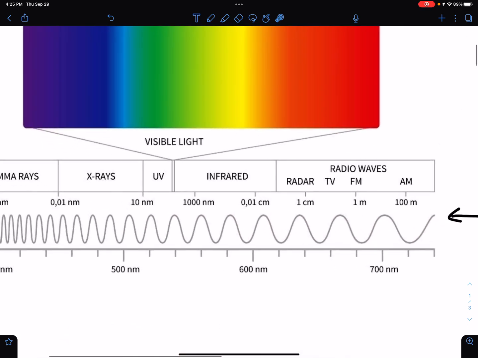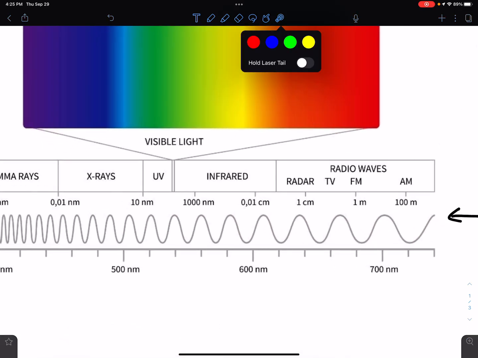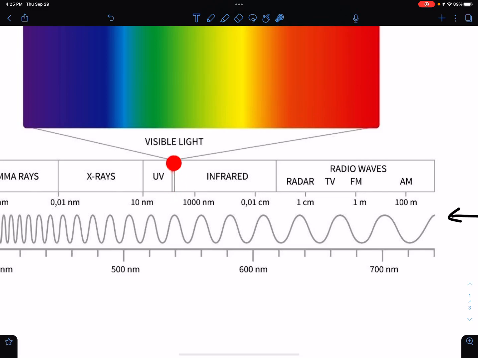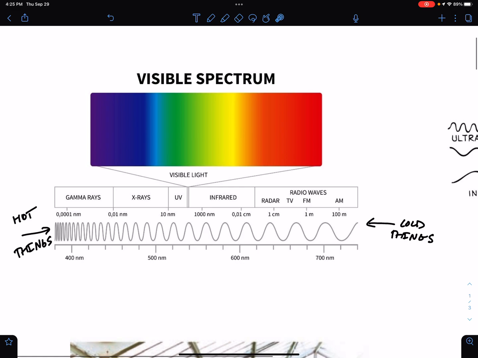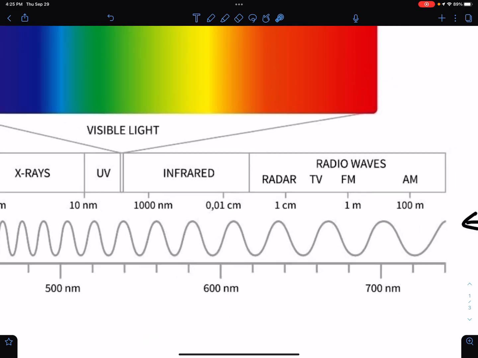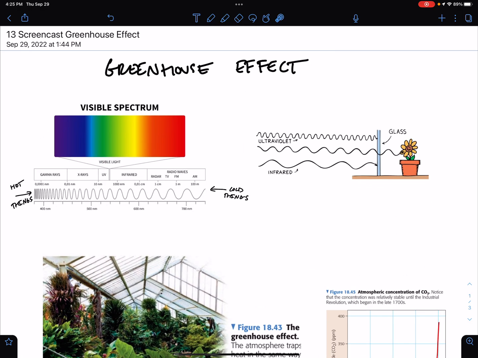If we were to look at the emission spectrum of the sun, we would see that most of the light that it's emitting is visible light, but it's also emitting light in the ultraviolet spectrum and the infrared spectrum. It is pretty hot. The Earth is also emitting light, but it's colder than the sun. It's emitting in the infrared spectrum. So that's an important idea.